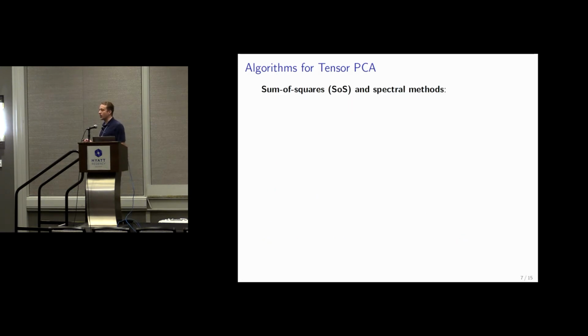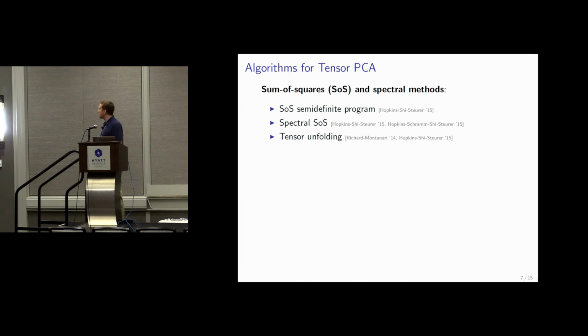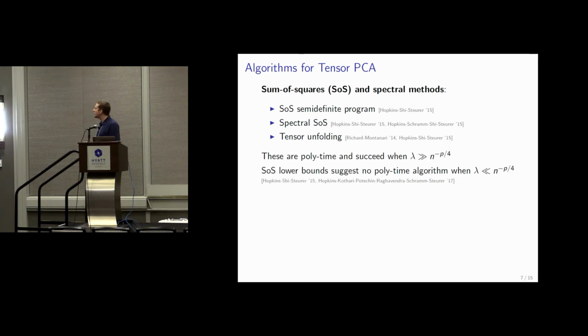But okay, there's also a third class of algorithms here, which is the sum of squares. So either the sum of squares SDP itself, or various spectral methods that were inspired by it. And even a much more simple spectral method where you basically just take your input tensor, flatten it to a matrix, and take the top eigenvector of this. And these succeed at some third threshold. And sum of squares lower bounds suggest that this is actually the correct threshold for polynomial time algorithms, in the sense that we don't believe polynomial time algorithms can do better.